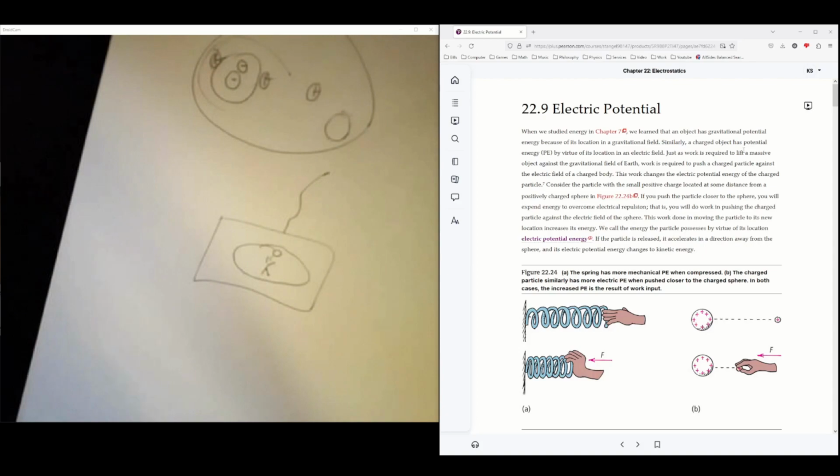we can measure the electric field, but we tend not to. Instead, we tend to work with voltage. Now, voltage is electric potential. So when you see your device and it's got a 9-volt battery, well, volts is electric potential.